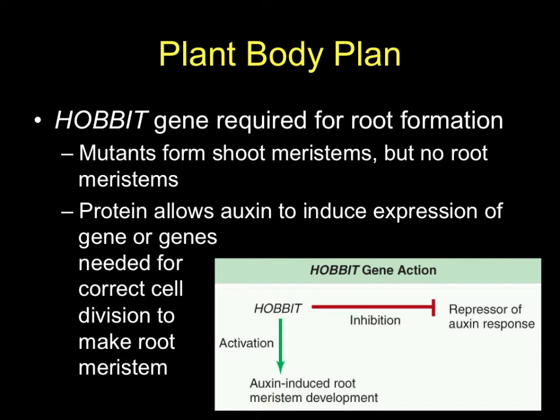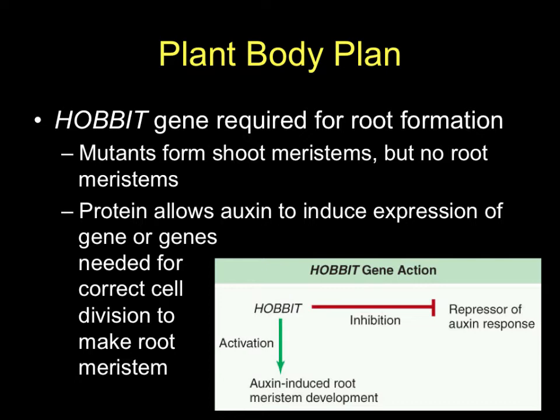All right, so now in this case we have the protein. This protein that allows for the roots to grow is one that actually allows auxin. This is a very, very important plant hormone. Auxin is one of the more important ones. And auxin is one that actually turns on the gene or genes that you need to make the root meristem. Right? So Hobbit is a gene that makes a protein. This protein lets auxin turn on other genes to allow for the production of roots.